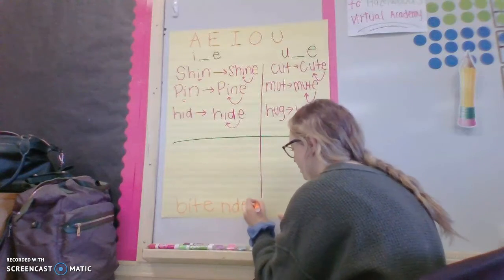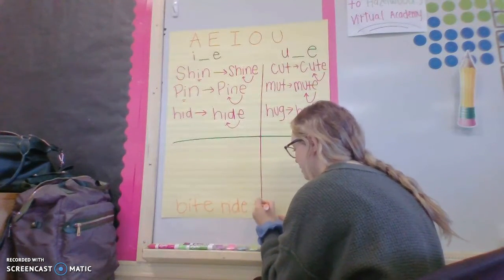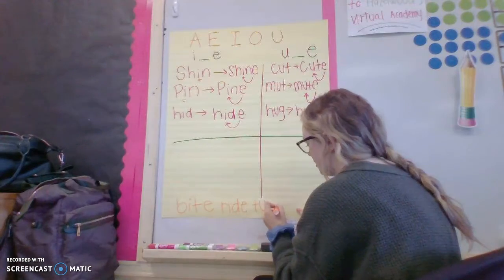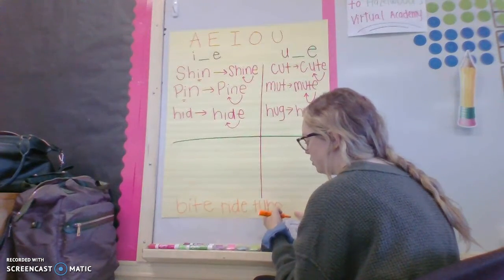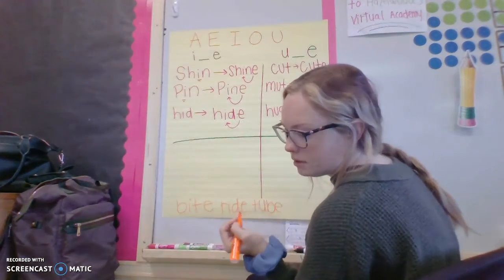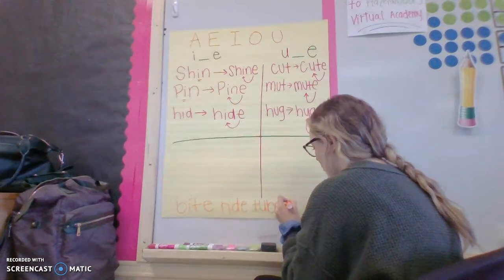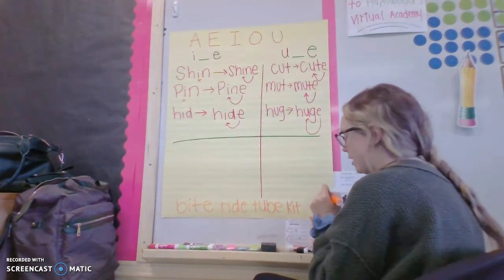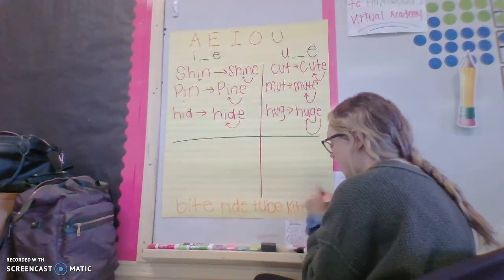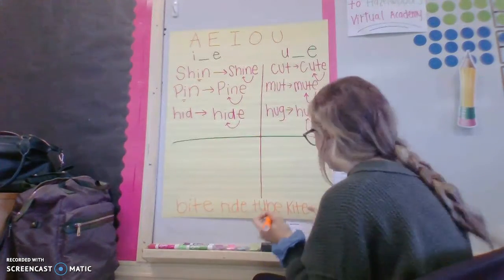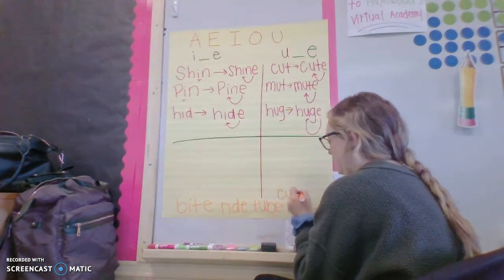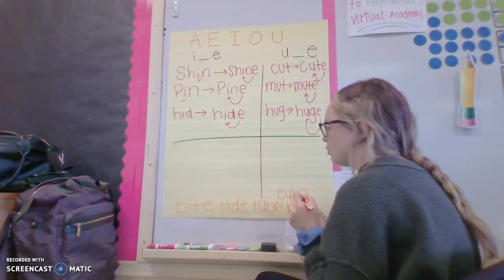Then we have tub. And tub, when you add that quiet E, it's going to sound like tube, tube. We have kit. The word kit, when you add that quiet E, becomes kite. And lastly, we have the word cub. And the word cub, when you add that silent E, becomes the word cube.